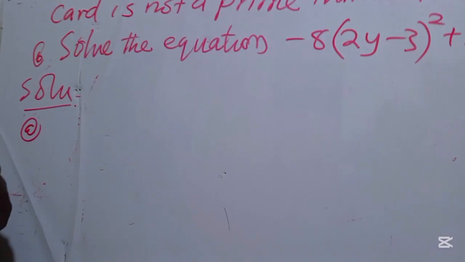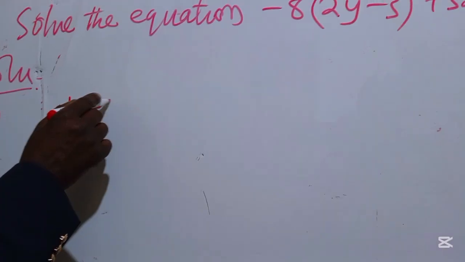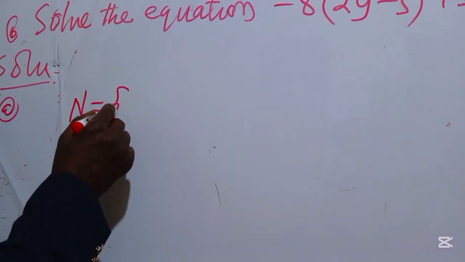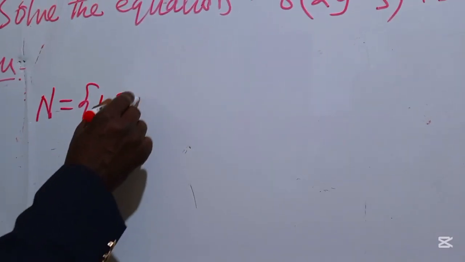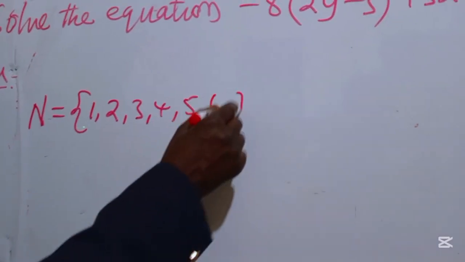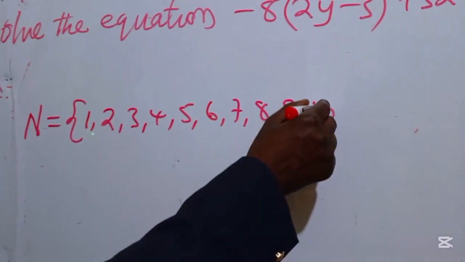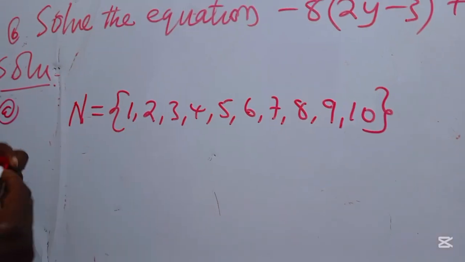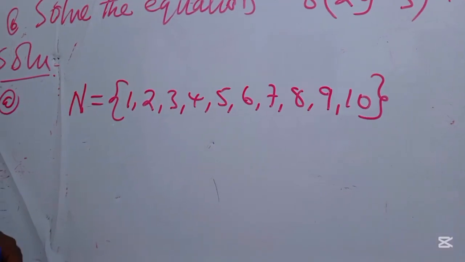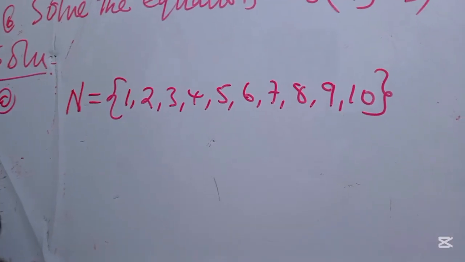Rule number 1, they have talked about natural numbers. So the key point is to know they are natural numbers. What are natural numbers? They start from 1: 1, 2, 3, 4, 5, 6, 7, 8, 9, 10. These are the first 10 natural numbers. So if you don't know natural numbers, my fellow followers, it means you are gone. What is important is to know natural numbers.